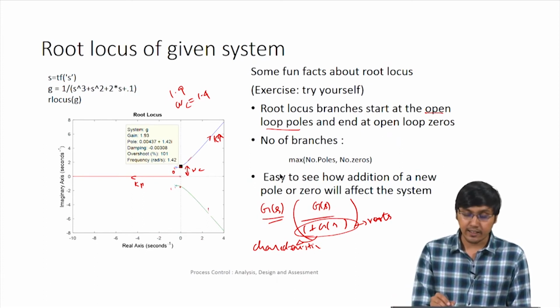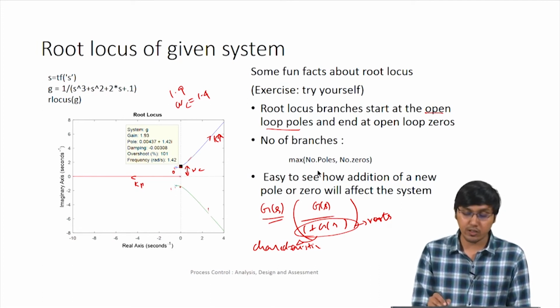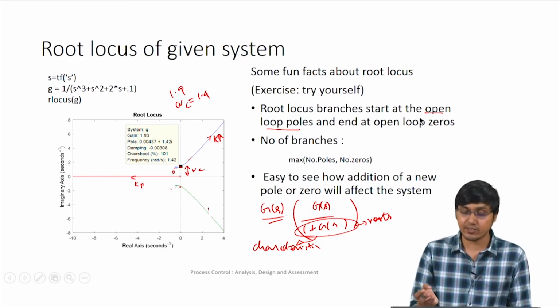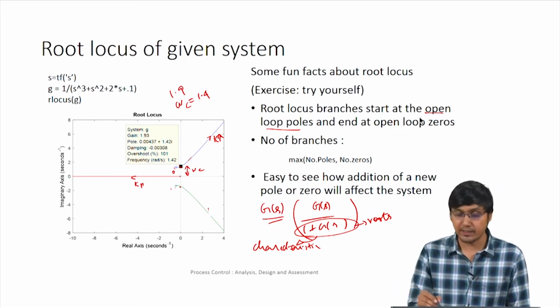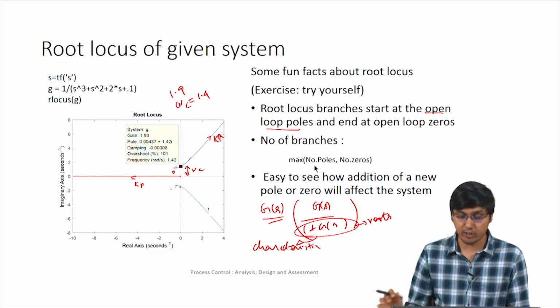The maximum number of branches of the root locus is the maximum number of poles or zeros, because every root locus starts from open loop poles and ends at open loop zeros. So however many open loop poles and zeros there are, the number of branches is the maximum of either poles or zeros. Whichever is maximum, that many branches you are going to have.